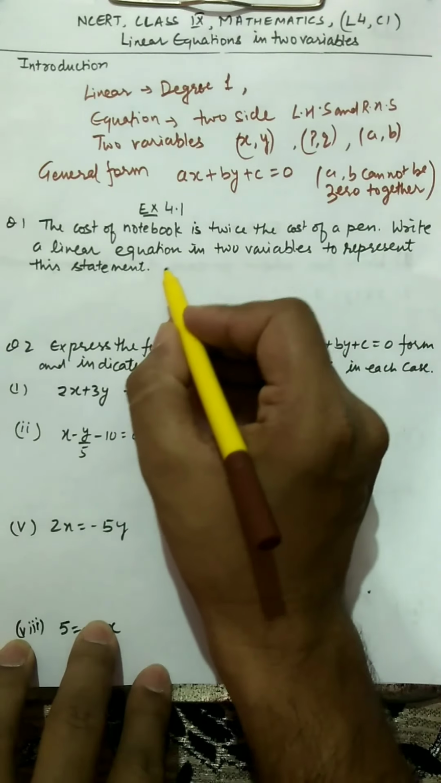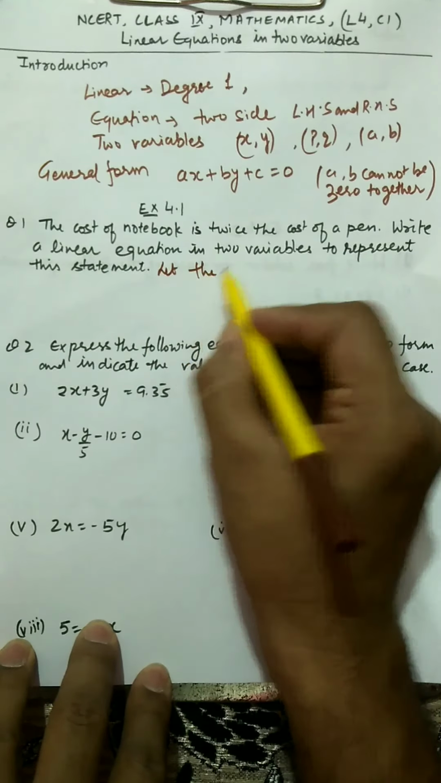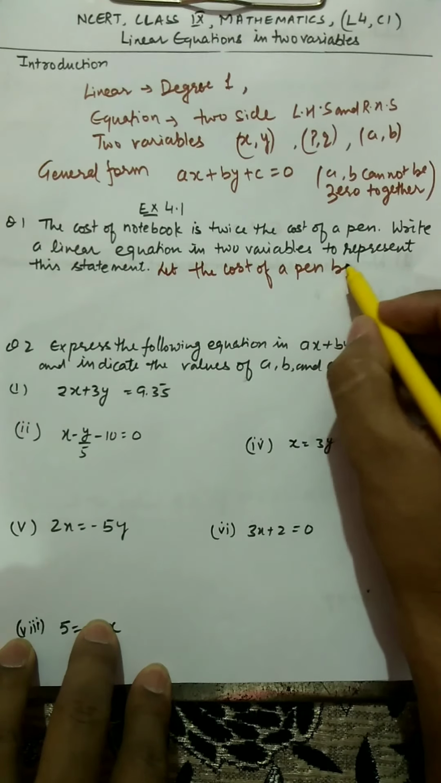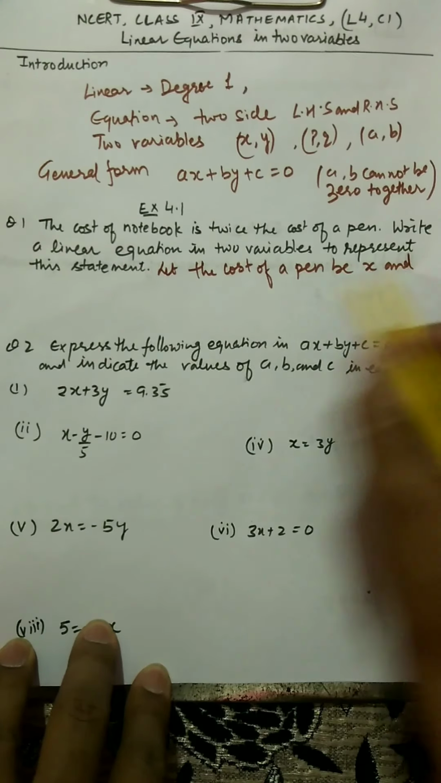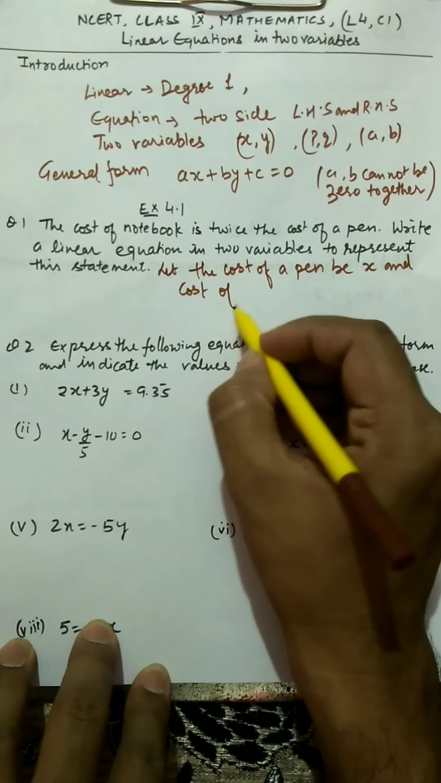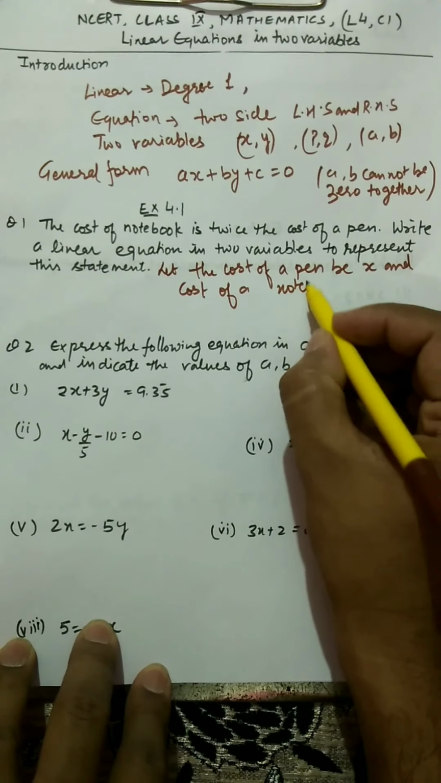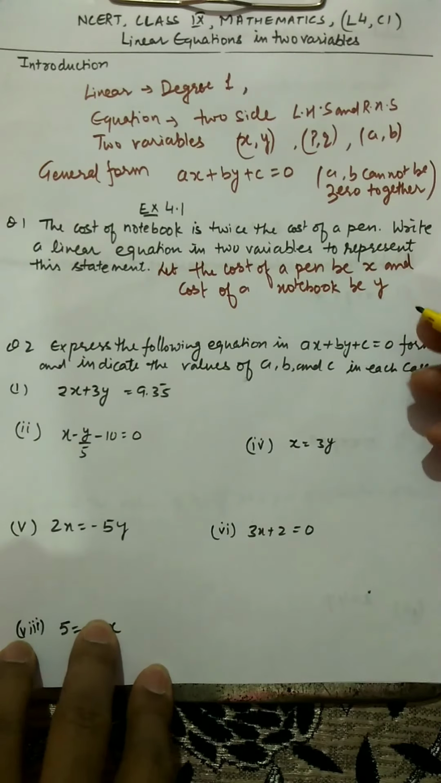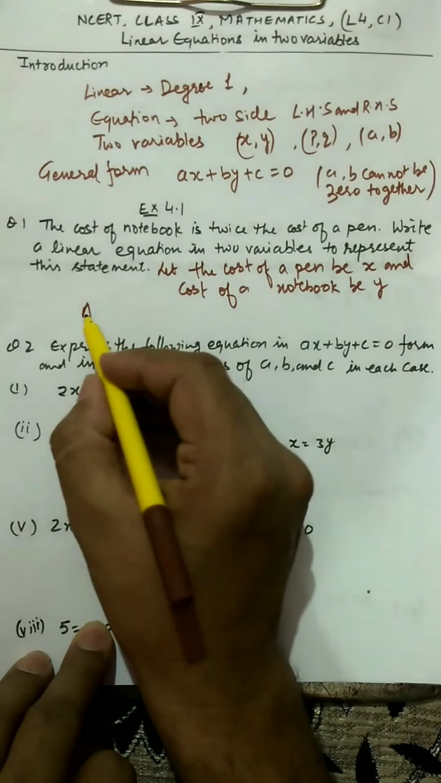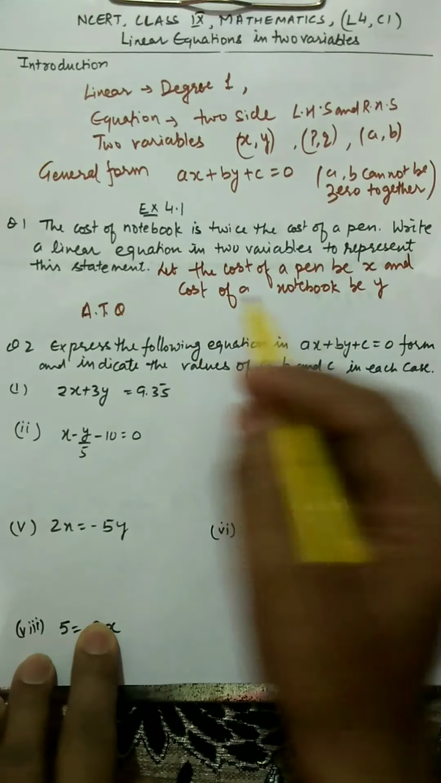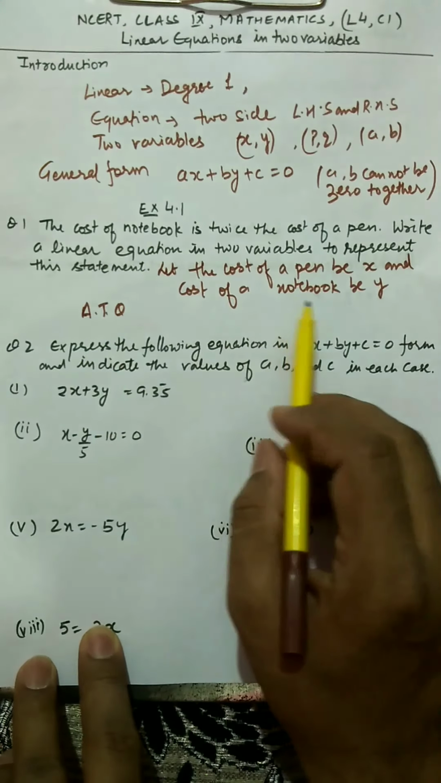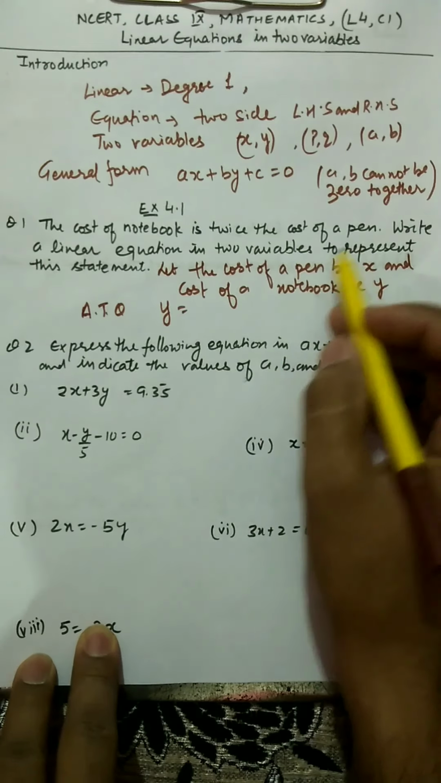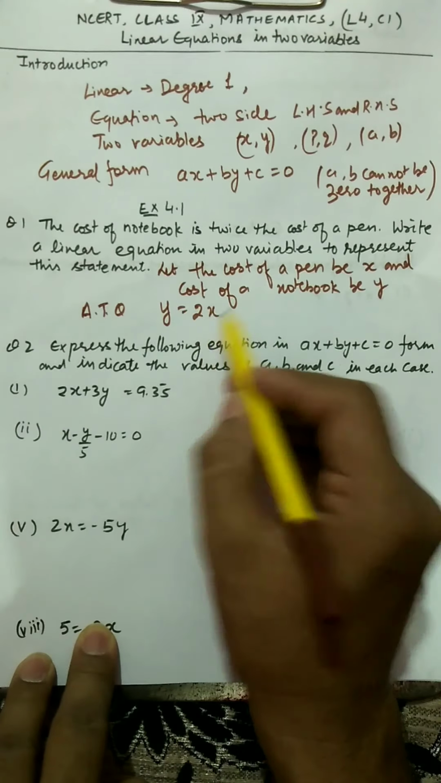So we start with: let the cost of a pen be x and the cost of a notebook be y, in rupees. So according to the question, the cost of a notebook, which is y, is twice the cost of a pen, which means 2 of x.